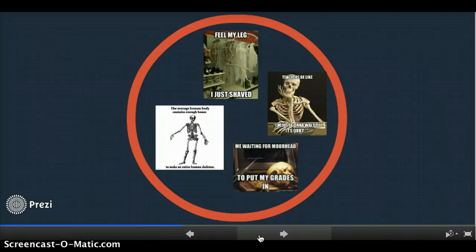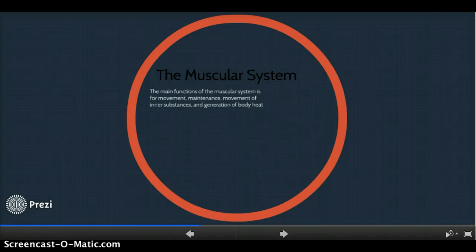Alright, that's the end of our half. Now to the muscular system. The main functions of the muscular system are movement, maintenance, movement of inner substances, and generation of body heat. These functions allow us to complete everyday tasks and live our lives.